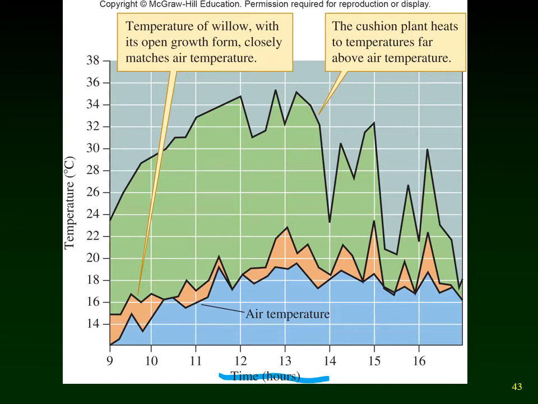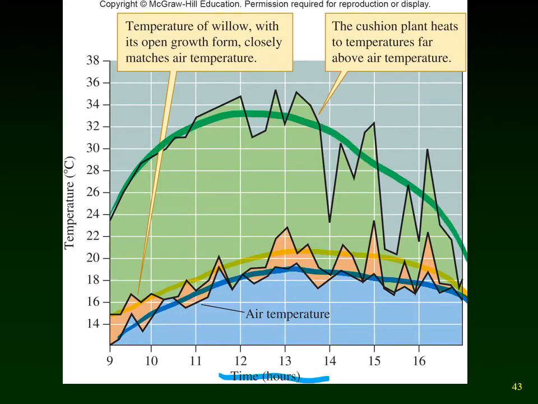And we can see the air temperature is the bottom line, going up over the course of the day. Then we have the temperature of the willow, and the willow has a more open structure. It allows the wind to come through, and it basically is tracking the air temperature. It's not much warmer than the air temperature. However, the cushion plant is able to retain more heat, so it's the top line here, and we see the cushion plant does much better and is much warmer than the air temperature. And so this seems to be a strategy that works for it.